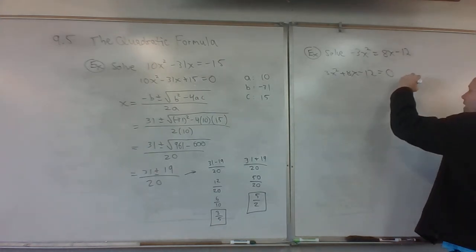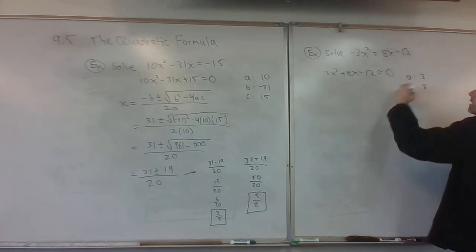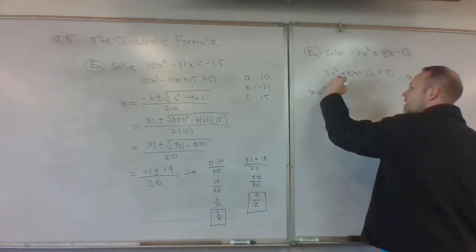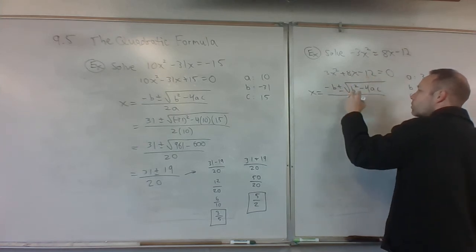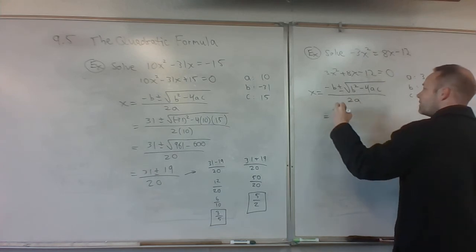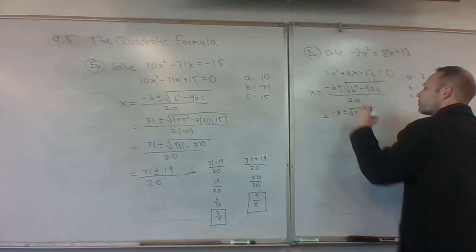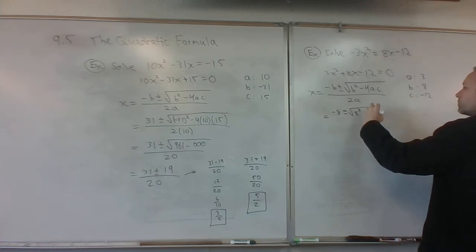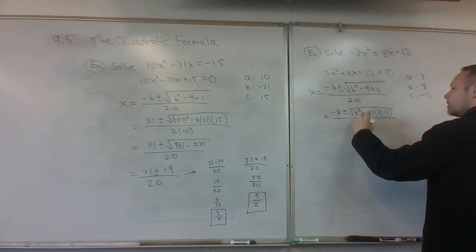I can list what I know, A, B, and C. A is 3, B is 8, C is negative 12. Okay, my quadratic formula, x equals negative b plus or minus the square root of b squared minus 4ac, all of that over 2a. Look at what I know. I have negative 8 plus or minus the square root of 8 squared. I don't need parentheses because it's a positive number. 8 squared minus 4 times 3, times negative 12. All of that over 2a, or 2 times 3.